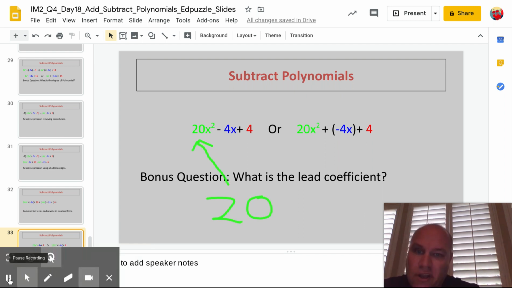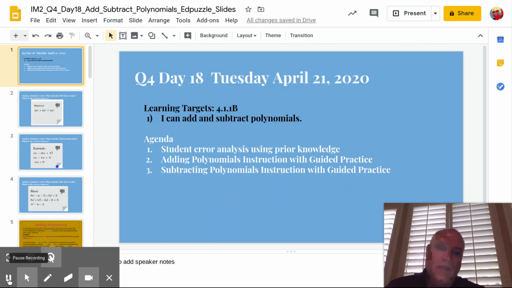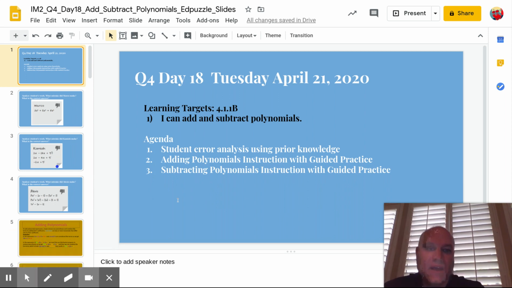The lead coefficient is 20. It's the number being multiplied by the x squared. Again, the highest power, the coefficient of the highest power is what the lead coefficient is. So when we write in standard form, we know it's always the first coefficient there that we see, which in this case is 20.